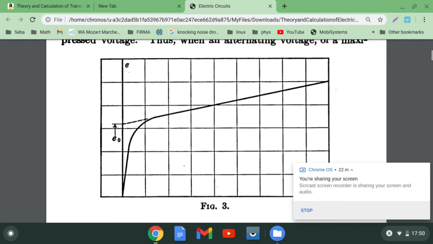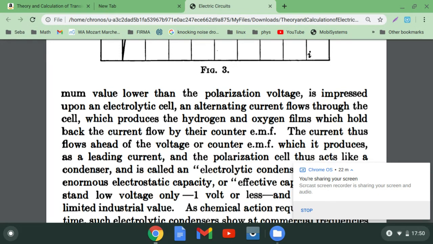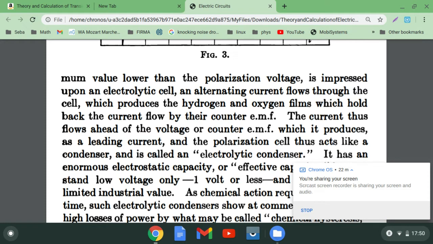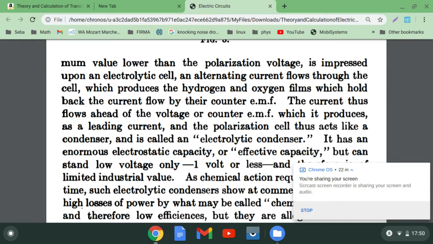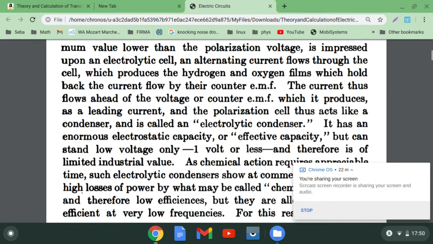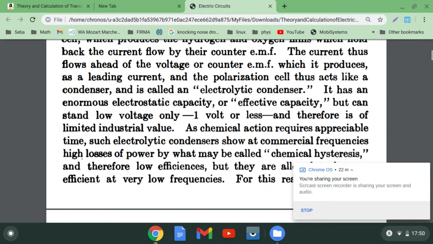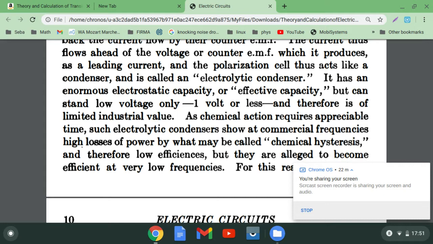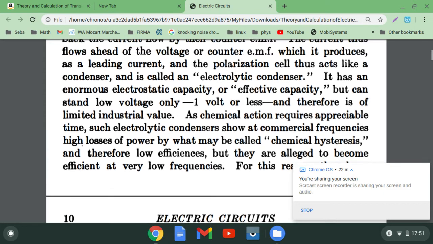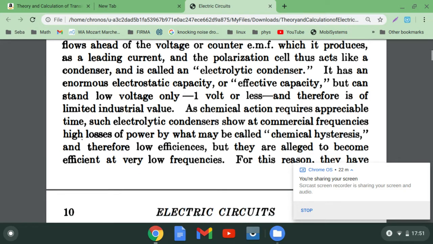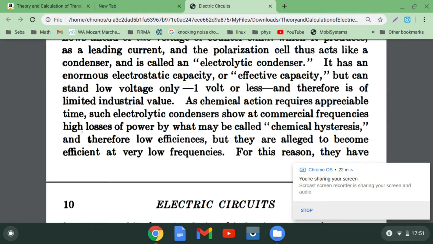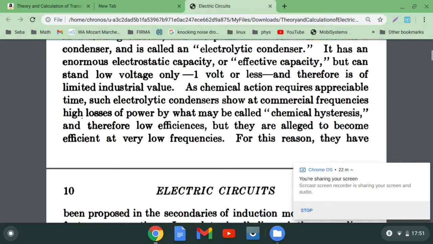That is, when an alternating voltage of maximum value lower than the polarization voltage is impressed upon an electrolytic cell, an alternating current flows through the cell, which produces the hydrogen and oxygen films, which hold back the current flow by the counter EMF. The current thus flows ahead of the voltage or counter EMF, which it produces, as a leading current, and the polarization cell thus acts like a condenser and is called an electrolytic condenser. It has an enormous electrostatic capacity or effective capacity, but can stand low voltage only, 1 volt or less, and therefore is of limited industrial value.